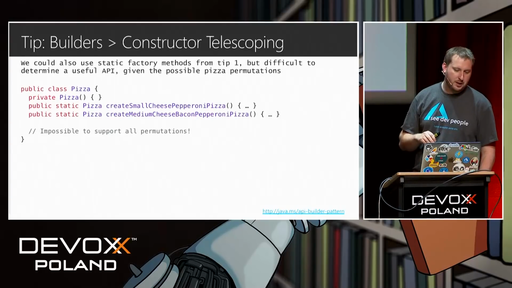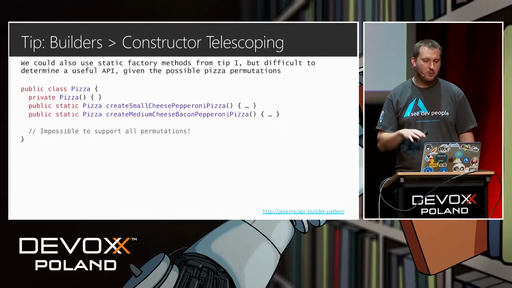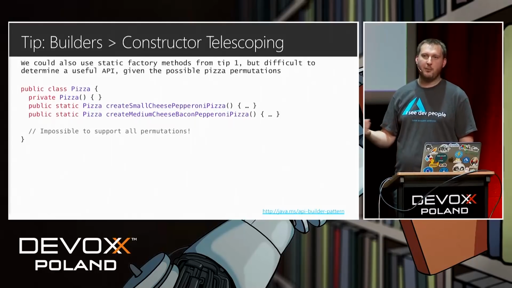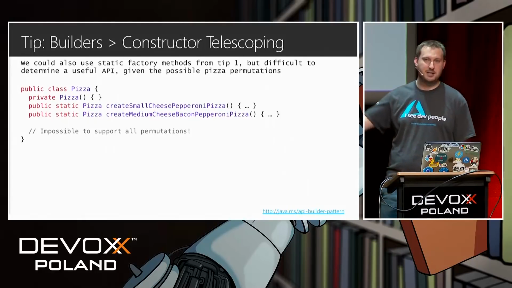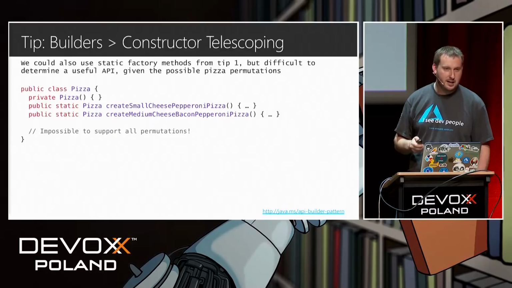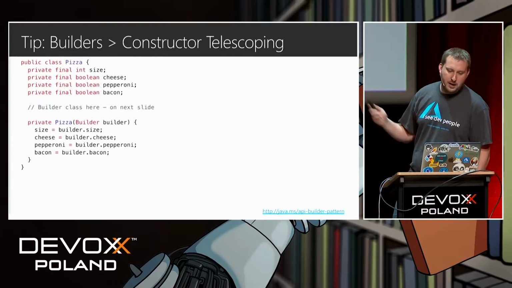There's another way we could do things that I don't cover here, and that's, well, all the toppings could be part of a topping enum. And then we could just have an enum set of all the toppings, right? I didn't cover that here, but that's probably one of the better ways to do things. What we're going to be covering is builders.